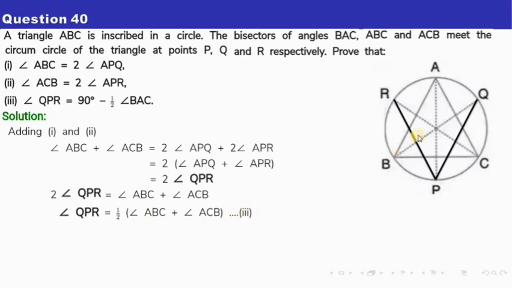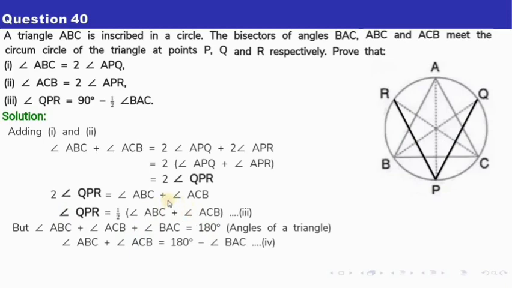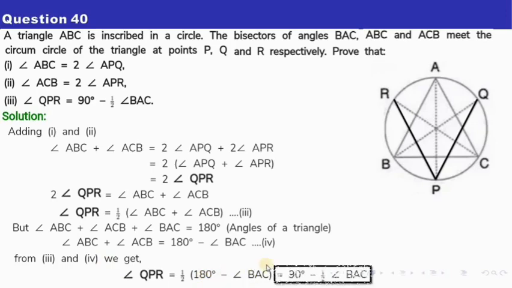Now let us observe this triangle carefully. In triangle ABC, the sum of the interior angles will be equal to 180 degrees. From here we need the value of only this one. So ABC and ACB are kept here, and BAC is kept this way. Instead of this I am using this in equation number 3, so I have written equation number 4 for this. From 3 and 4, if I substitute this by this one, then I can write QPR as 180 minus angle BAC, and opening the bracket, this becomes 90 minus half angle ABC. That's what we need to prove here. You may pause the video to note down.